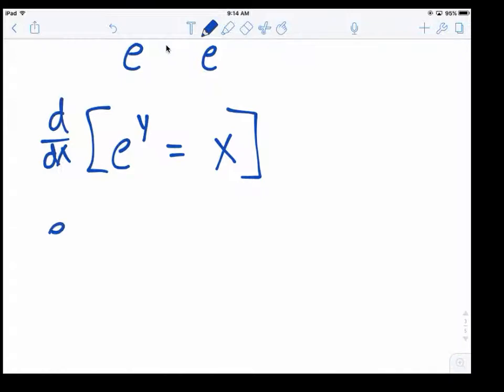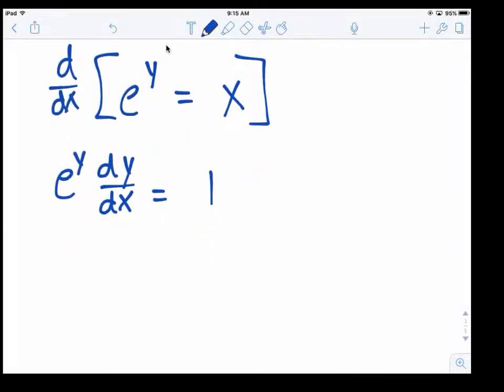It would be, very good. And then the derivative of x is just 1. That's because you're taking the derivative of a function in terms of y, so you have to include the dy over dx. It's an e to the x function, so its derivative is just the same thing.